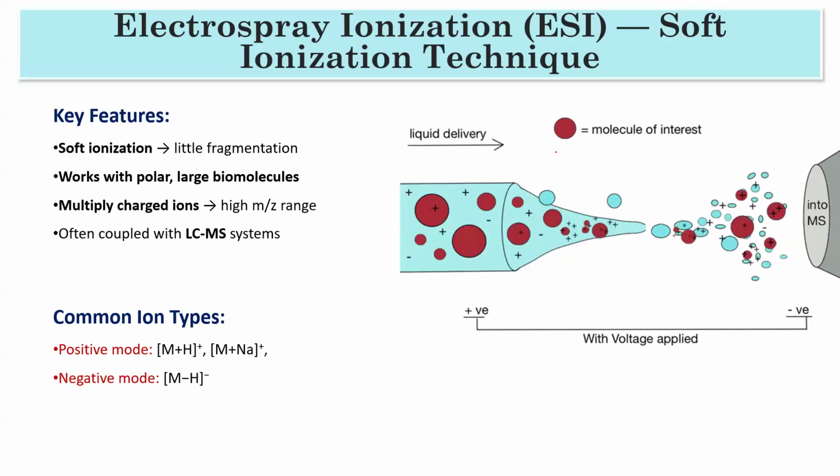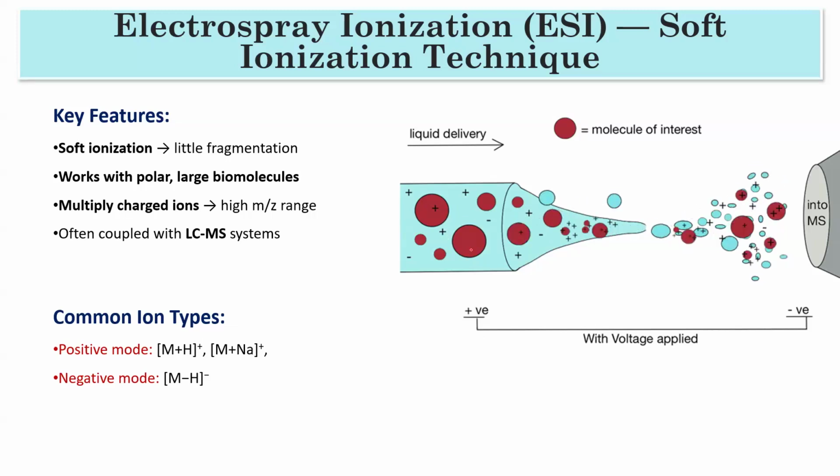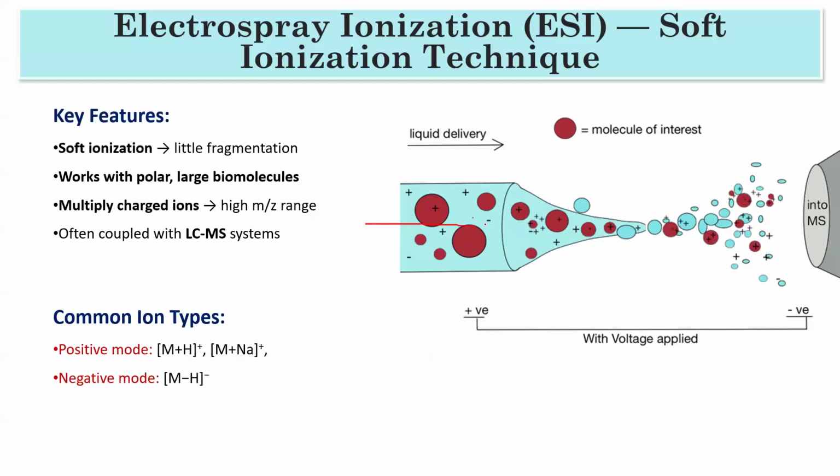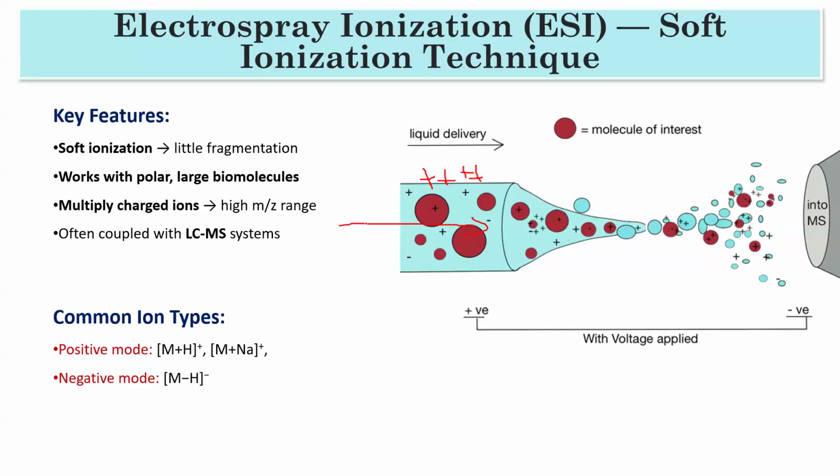Okay, so what happens in ESI? In ESI, you have a needle, and in the needle you apply some voltage, some potential. You apply some potential in the needle itself. And now you are inserting your sample.